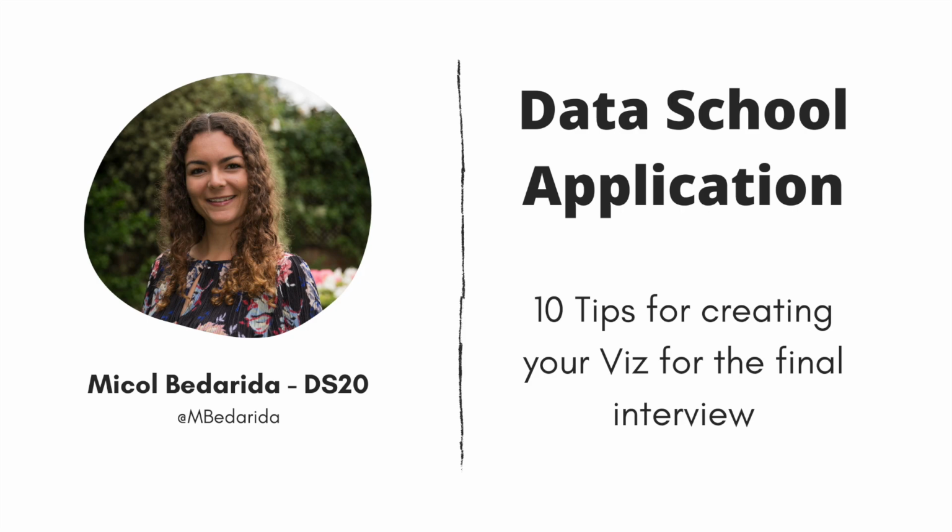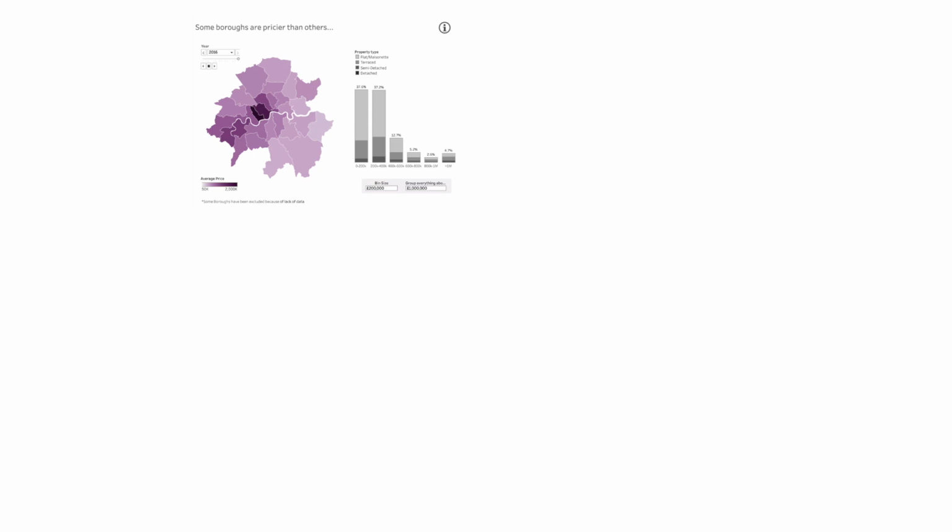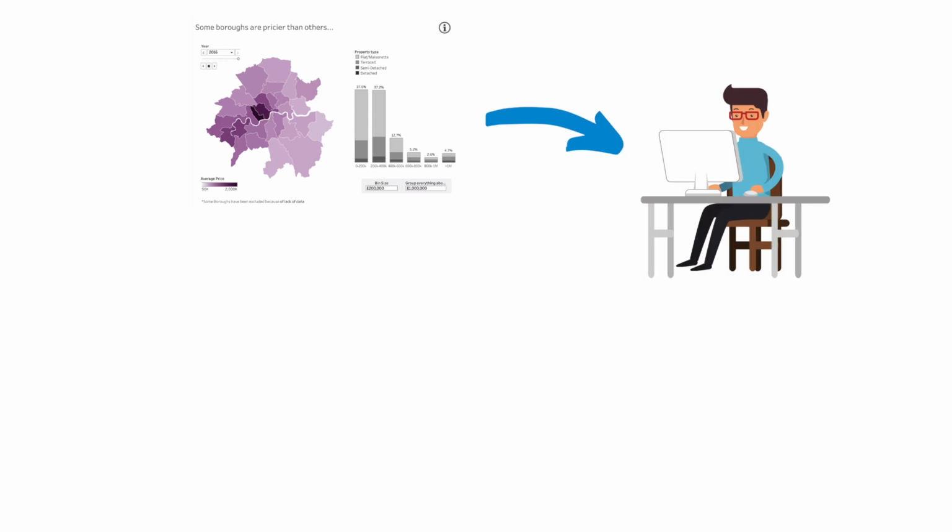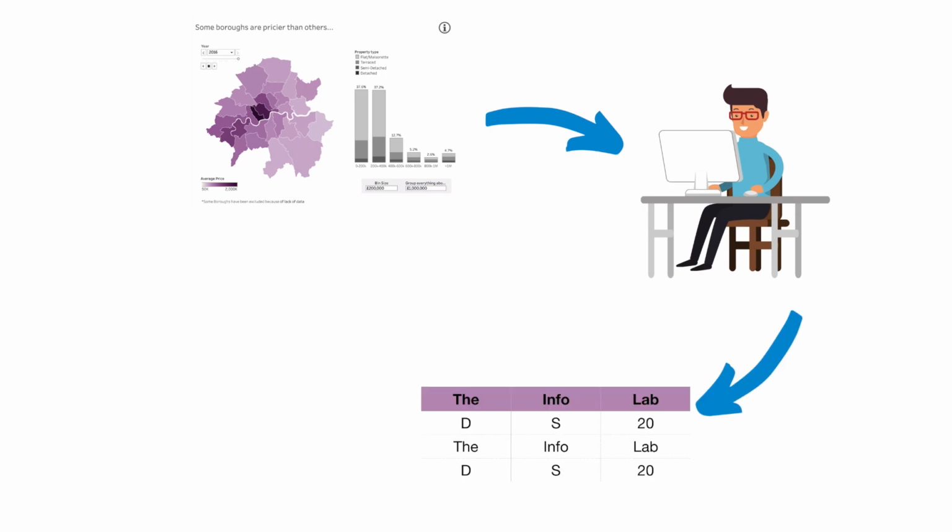You might already know that there are a few steps in the application process. First, you choose any dataset you like and create a visualization in Tableau. When you're happy with your viz, you send it to the data school. And if they also like your viz, you will be invited to a video interview. After that, if you're successful, the data school sends you a dataset and you will be asked to create a dashboard and present it in person.